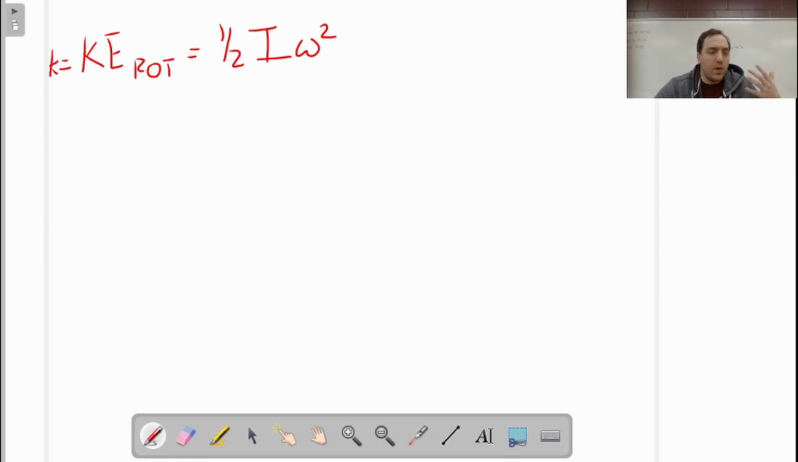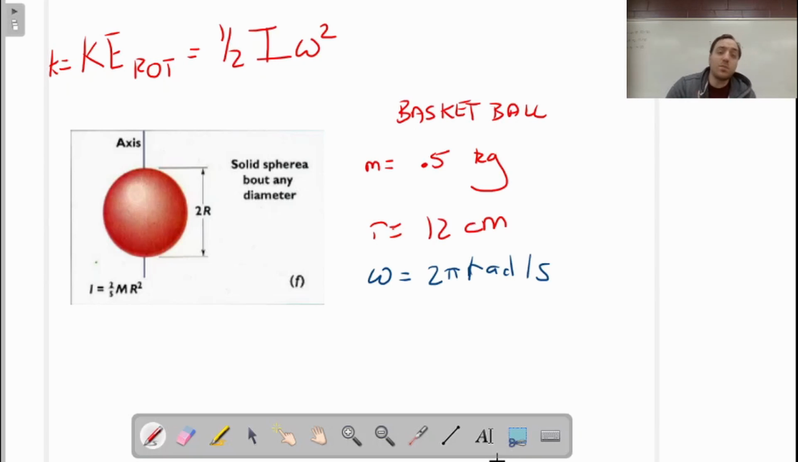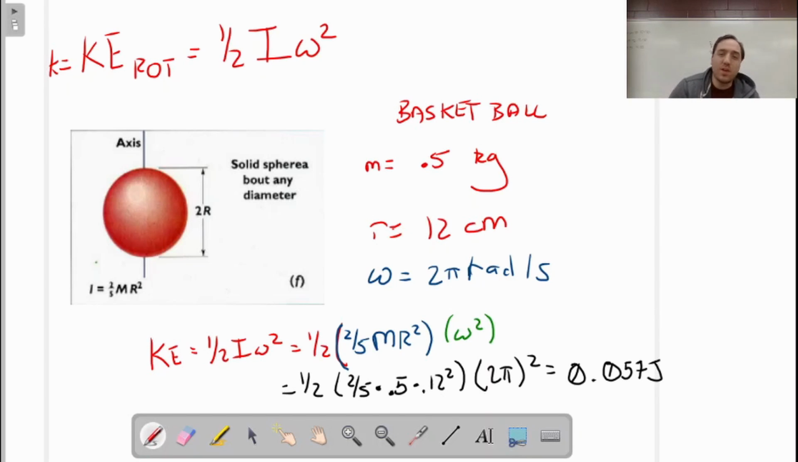But let's go ahead and use this for a second. A basketball has a mass of 0.5 kilograms and a radius of 12 centimeters. If I wanted to rotate a basketball with 2 pi radians per second, what would its kinetic energy be? Go ahead, give it a try. If you did your math carefully, you should get 0.057 joules. Give or take a little bit, which explains why it's so easy to put a basketball on your finger and spin it. And in fact, an actual basketball has a slightly lower moment of inertia than this, so it'd be actually even easier to spin.